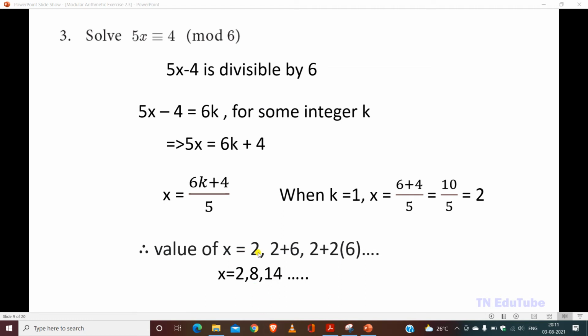So you have to add the 6 with this number. 2 plus 6 is the next number. 2 plus 2 into 6 is the next third number. Again, if you want, you can multiply like this. 2 plus 3 into 6, 2 plus 4 into 6, those are the remaining numbers. You just have to write 3 numbers and put etc. 6 plus 2, you get 8. 2 into 6, 12, 12 plus 2, 14, etc. This is the answer for question number 3.